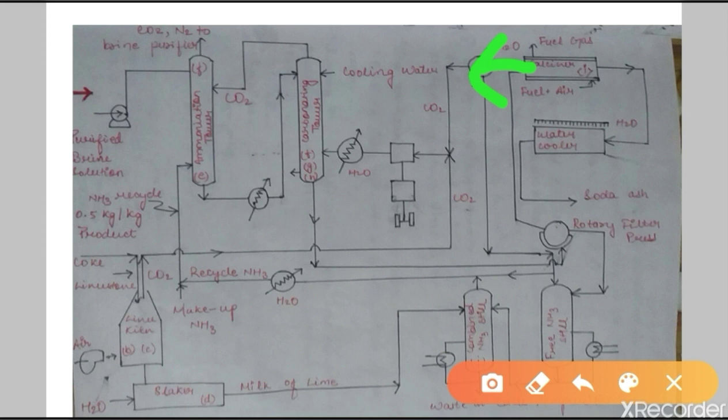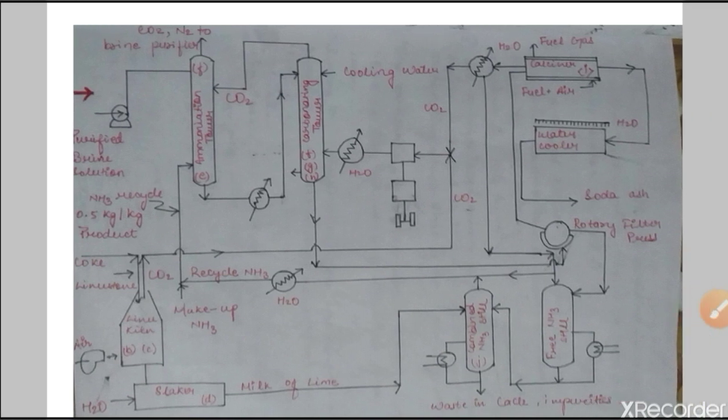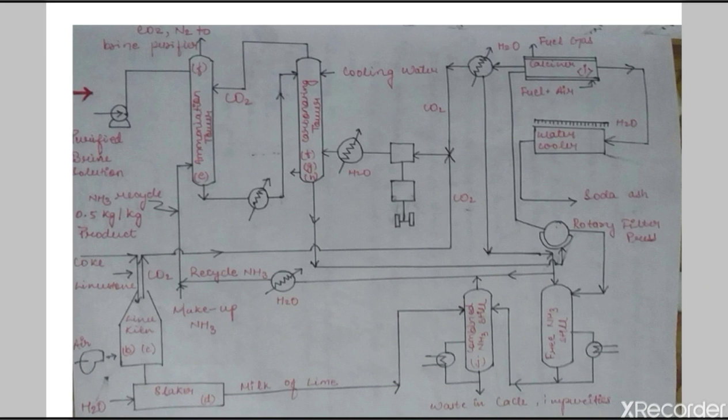The carbon dioxide which is emitted over here is supplied to the carbonating tower. You can see there are two arrows, one coming from the upper side and one coming from the bottom. These two pipes both contain carbon dioxide, and they are compressed and fed to the carbonating tower. The water is also not wasted, it is taken to the water cooler.